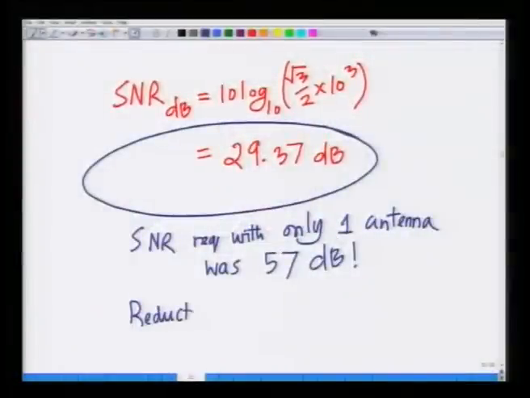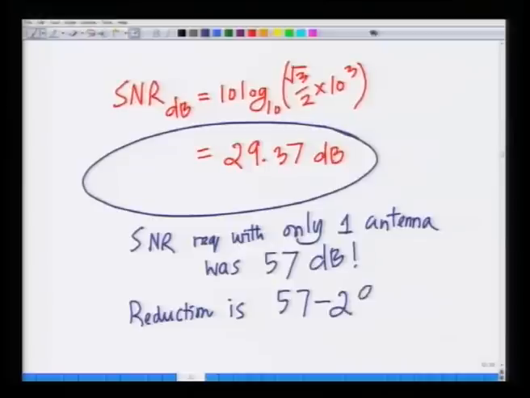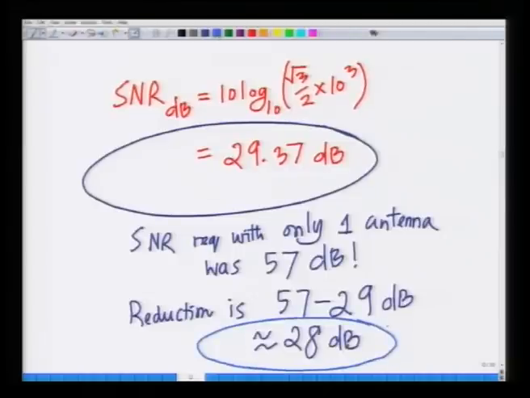So, the reduction is 57 minus 29 dB, approximately equal to 28 dB. So, because we have added an extra receive antenna in this wireless communication system, the amount of SNR required to achieve a bit error rate of 10 power minus 6 has come down by 28 dB.